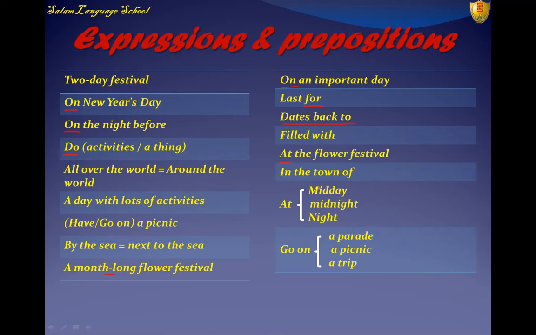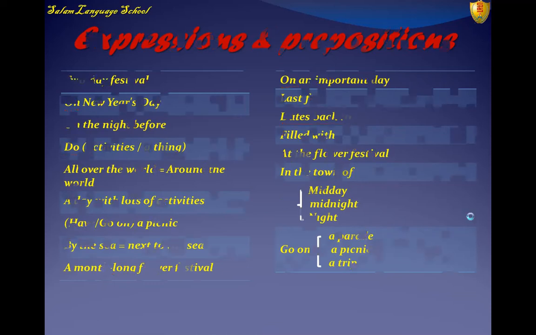At midday, at midnight, at night, and the last one here, go on. We can say go on a parade, موكب أو عرض قلنا, go on a picnic, and go on a trip. Okay, this about expressions and the prepositions. The next slide is about the general notes.